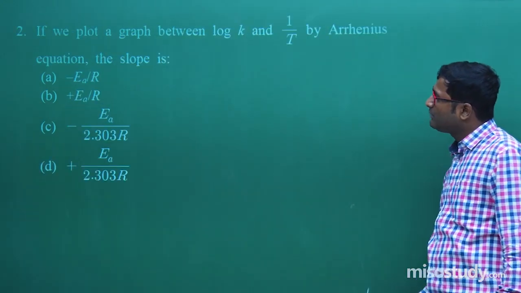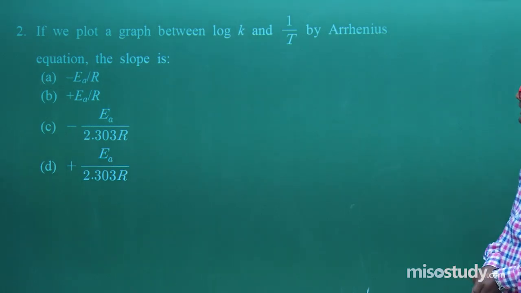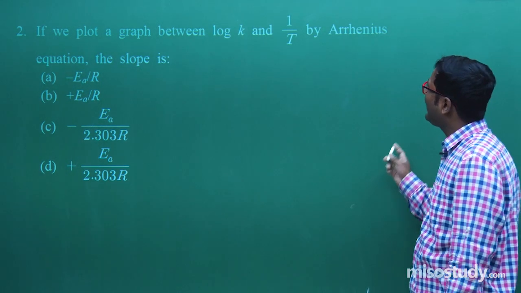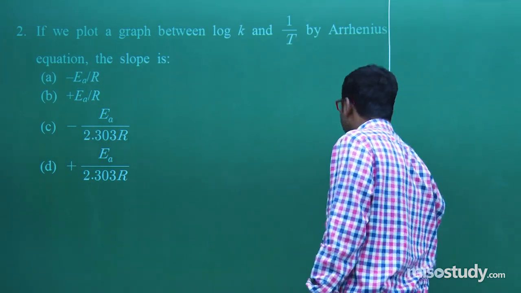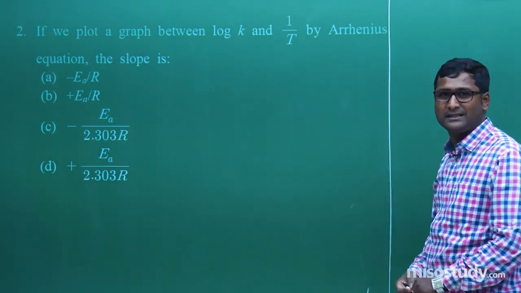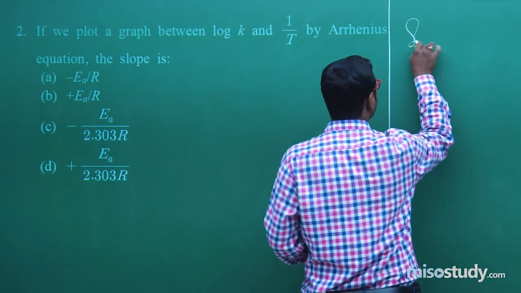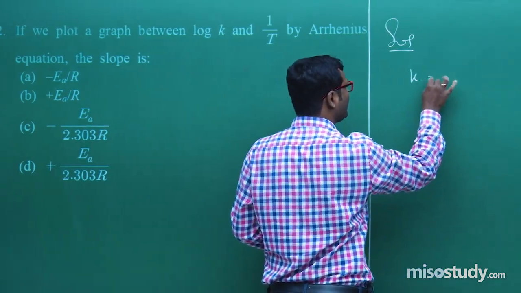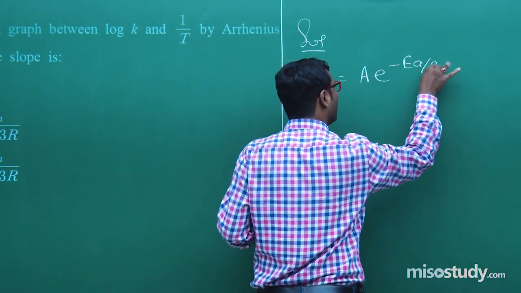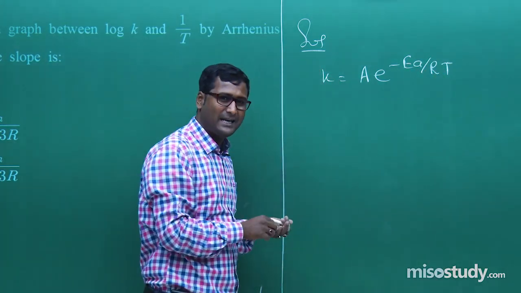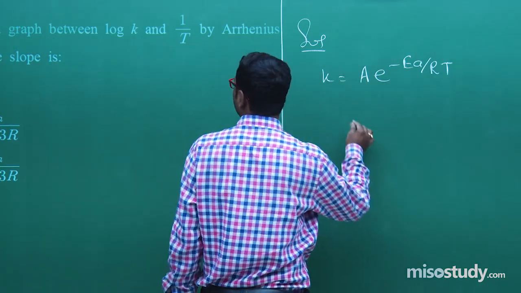Now, for question number 2: if you plot a graph between log K and 1 by T by the Arrhenius equation, then what will happen? What is the slope in this case? It's very simple. As we know, K is equal to A e to the power minus Ea upon RT. Do you remember this? Taking log both sides, what will happen?